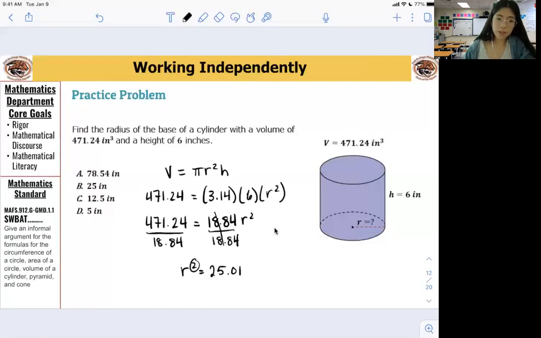Then this is r squared. So you have to be careful. You have to take the square root of both sides. So we end up with 5, basically. Answer choice D.